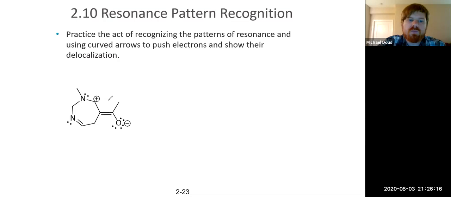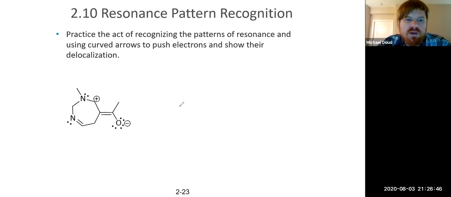The next one would be allylic carbocations. Here we have a carbocation, and it's in an allylic position from here. So we know that we can actually switch this over by moving the pi bond. If we call this carbon 1, 2, 3, it's flipping from between carbon 2 and 3 to be between carbon 1 and 2. And when we do that, that structure is going to have a positive charge on this one here.